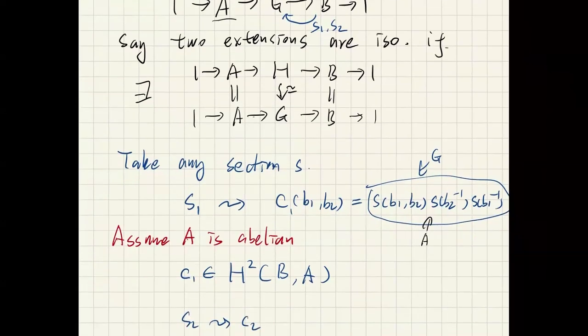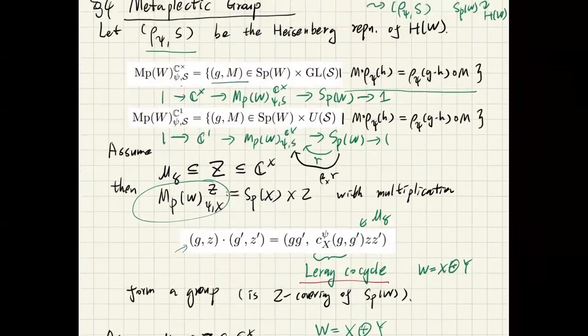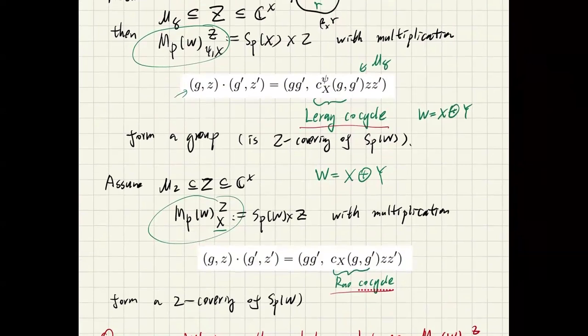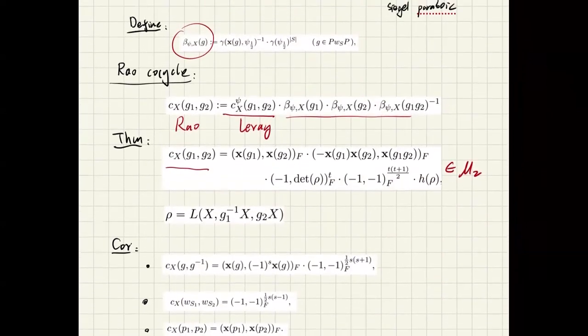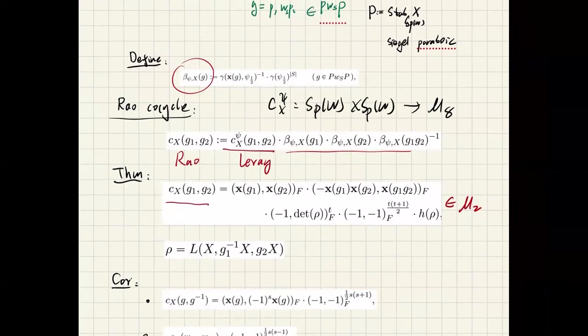So what is a cocycle? The cocycle is basically a map from B cross B to A. So there's no reference to G actually. To classify the extension, there's no reference to G. It's just a function from B cross B to A. So just like our Leray cocycle, this one, C_Xi, is from SPW cross SPW to mu8. Okay, this raw cocycle is C_X from SPW cross SPW to mu2.